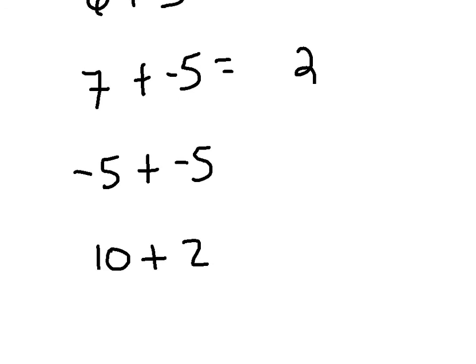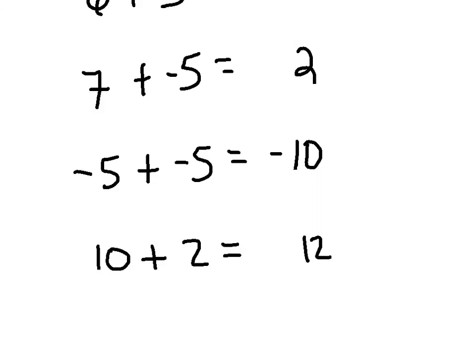In my next example, I have negative 5 plus negative 5. Whenever I have the same sign, meaning negative and negative, I'm going to go ahead and add those together. 5 plus 5 is 10, and because both signs are negative, my answer is a negative 10. And then my last problem, whenever I'm adding two positive numbers, 10 plus 2 gives me 12. They're positive, so my answer is positive.